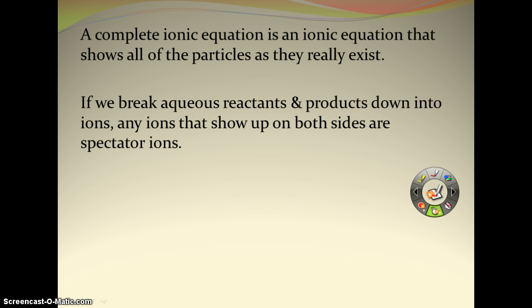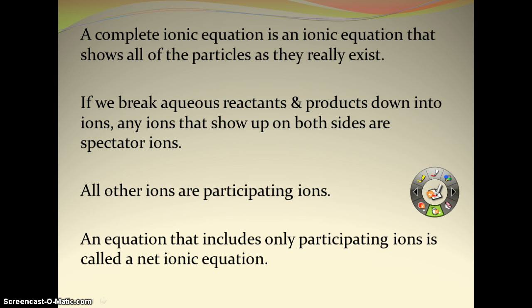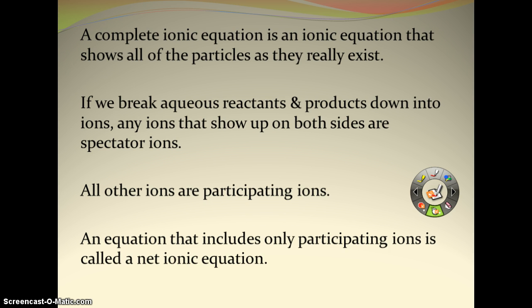And so any ions that show up on both sides are spectator ions. They're just kind of hanging out. Everything else are going to be participating ions. They're going to be the ones actually partaking in the reaction. So an equation that includes only participating ions is called a net ionic equation. So that's going to be the important part.